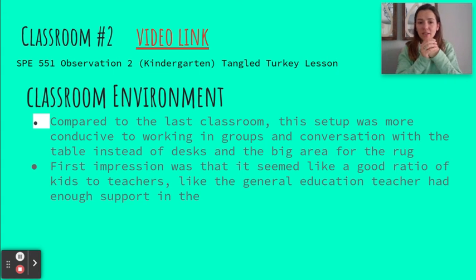My second classroom was a kindergarten observation. The lesson was about sentence structure, and it was called the Tangled Turkey. Compared to the last classroom, this classroom did have a setup that was more conducive to working in groups. Children sat at tables, and for the bigger part of the lesson, they were sitting all together on the rug.